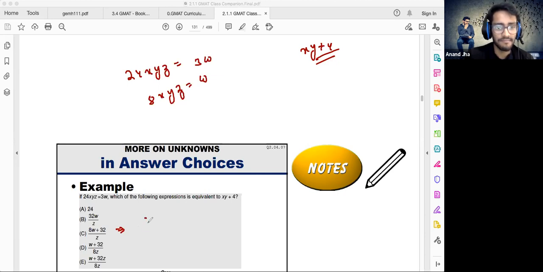I think this one, very simple. 8 into w. Let's check. Or not 8 into w. One minute. Cancel the option. W plus, what do you need? Xy plus 4. So the denominator should get cancelled. Let's check this. W is 8xyz plus 32 divided by 8z.